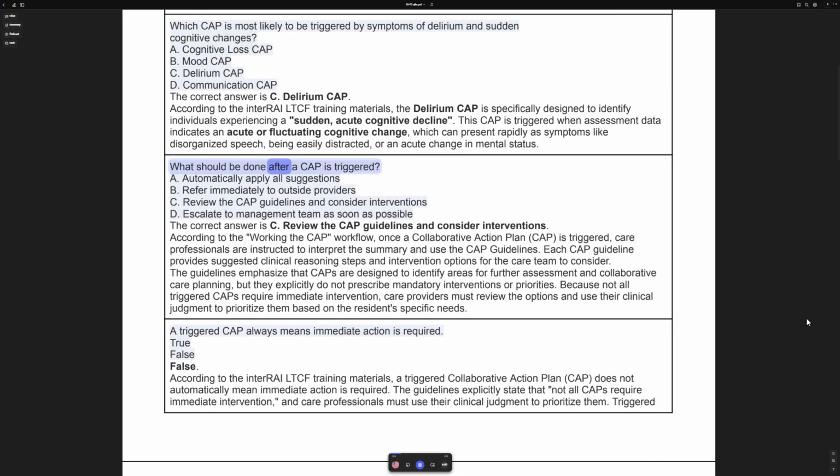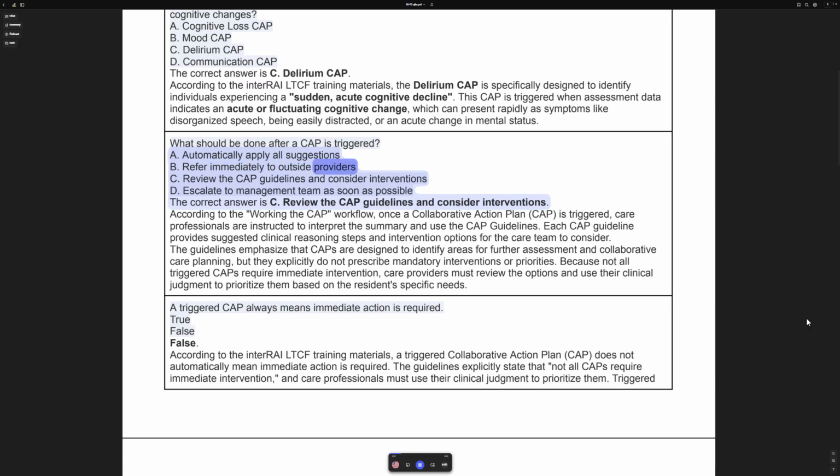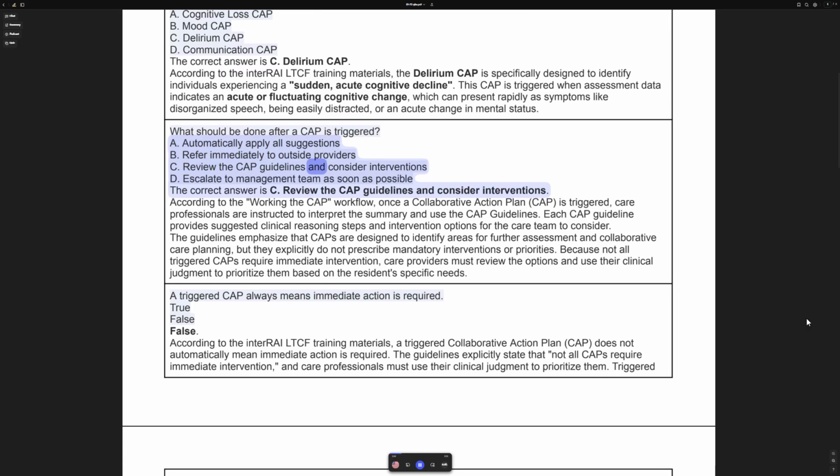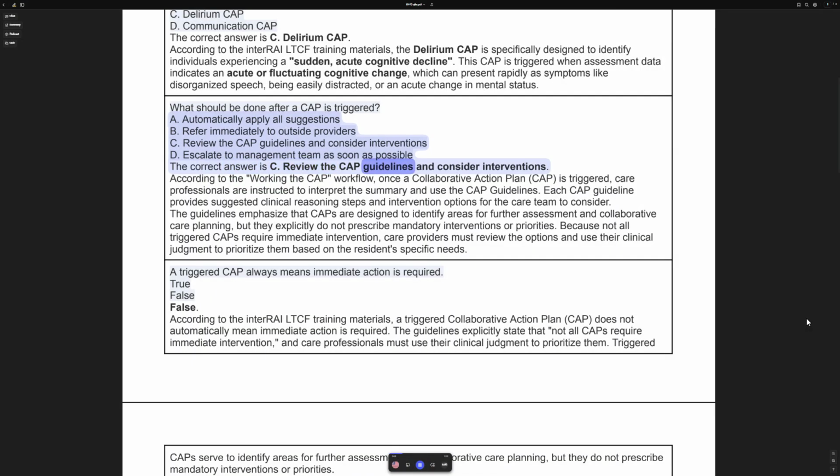What should be done after a CAP is triggered? A. Automatically apply all suggestions. B. Refer immediately to outside providers. C. Review the CAP guidelines and consider interventions. D. Escalate to management team as soon as possible. The correct answer is C. Review the CAP guidelines and consider interventions.